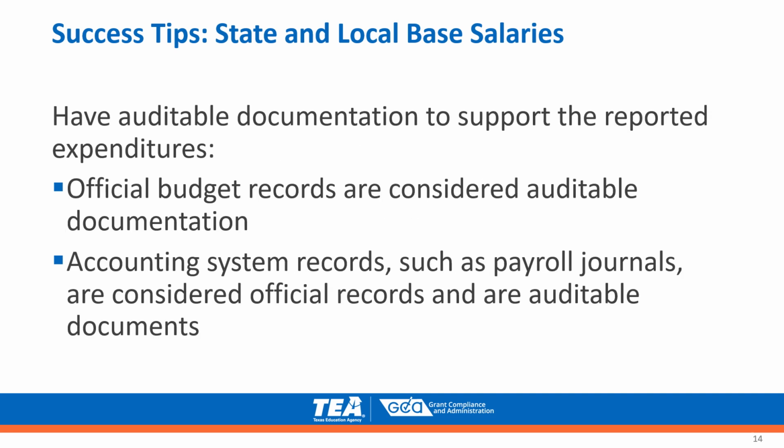Success tip for reporting state and local base salaries. Have auditable documentation to support the reported expenditures. Because comparability is a federal requirement, the information reported must be supported by auditable documentation. Official budget records for state and local base salaries are the only records considered auditable documents. For example, computer accounting system records, such as payroll journals reflecting the budget amounts, are considered official records and are auditable documents. Auditable documentation includes reports from the LEA's accounting system indicating the reported budget salary amounts by fund, function, and object code. These reports can be in PDF format.